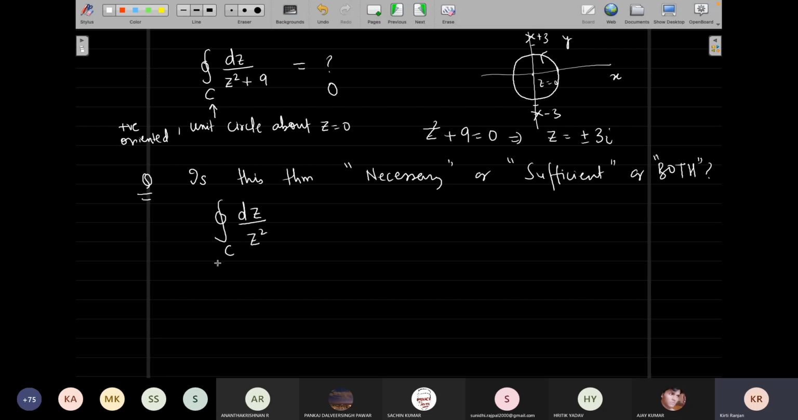Let's say C is again positively oriented, the unit circle about z equal to 0. In fact, I do not even need to take a unit circle, but let's just start with it. Unit circle just means the same path which I have been considering. Now, first function: is this function analytic or not? f(z) is equal to 1 by z square. It is not analytic at z equal to 0.